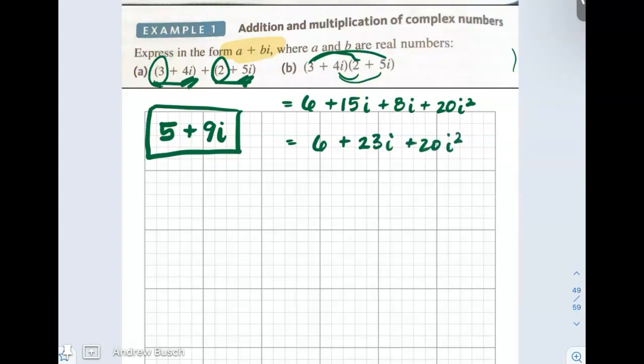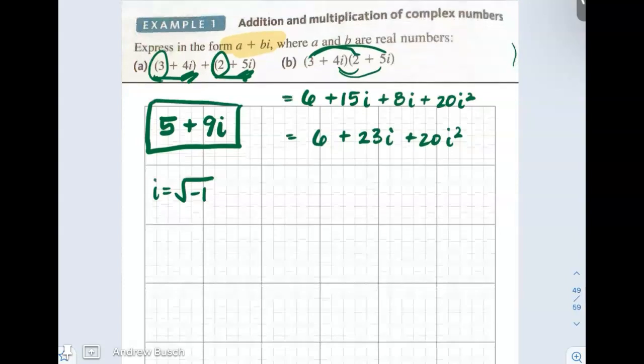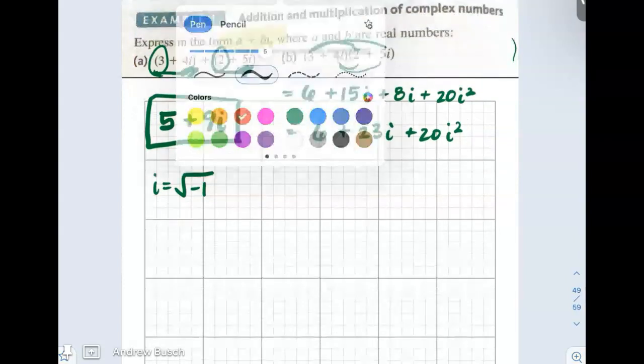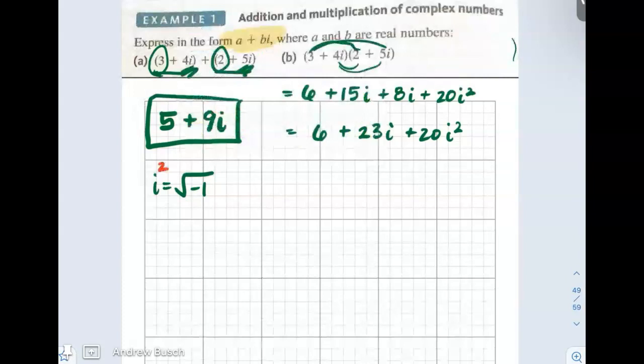Now the only thing that's different is i is not a variable. i is equivalent to the square root of -1. Remember when we said we couldn't take the square root of negatives? Well, you actually can. It's just called an imaginary number. So i squared, if i is the square root of -1 and I square both sides, that means i squared is -1.